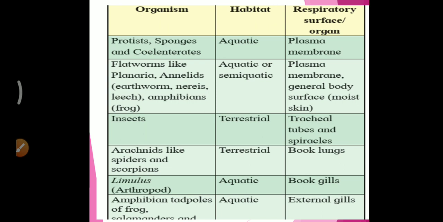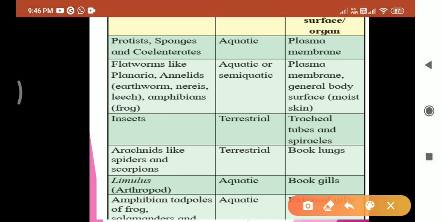In this slide you can see there are three columns. The first column shows the organism, the second column shows the habitat, and the next column is the respiratory surface. In this table we go from lower organisms to higher organisms. First, the lower organisms: protists, sponges and coelenterates.